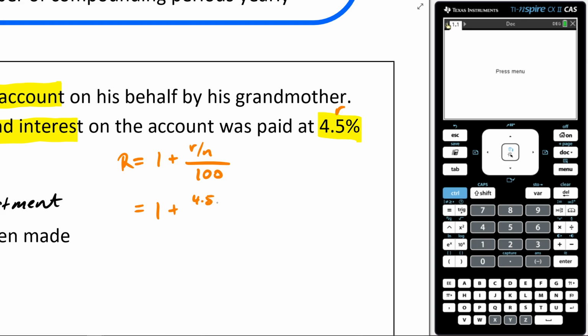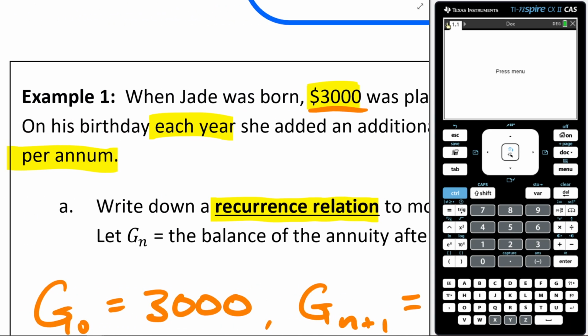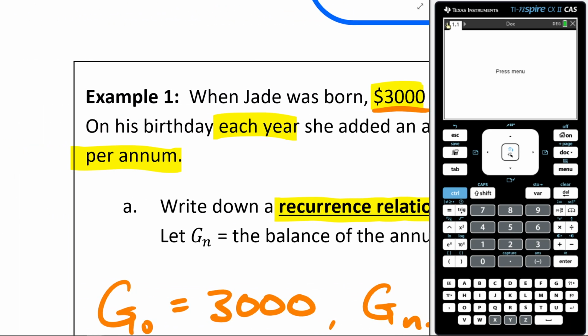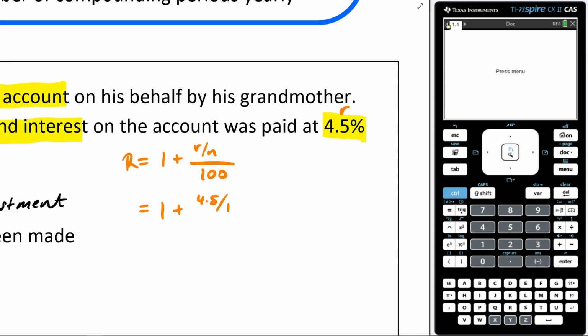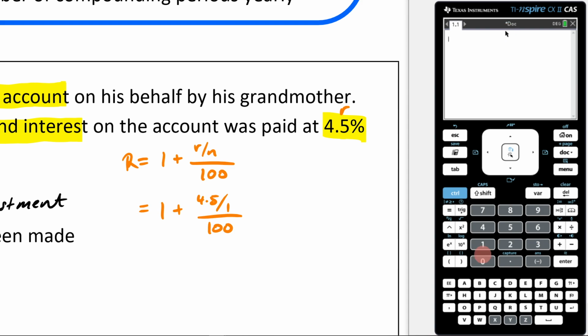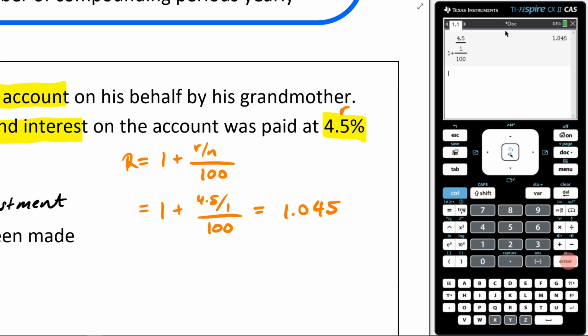Now remember, this is compounding yearly. We're told it is 4.5% per annum, and we're not told fortnightly, we're not told weekly. So we know that it's just each year. That means n is equal to 1. We can also confirm that by the fact that grandma is adding money each year as well. So n is going to be equal to 1. Then we divide that by 100, and then we'll put that into the calculator. 1 plus control divide 4.5 over 1 over 100. That means I'm going to get 1.045 as my R value.